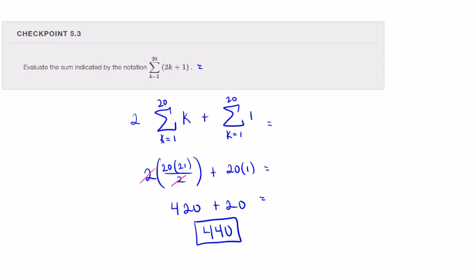All right, if you got 440, well done. Here's the work. If you need to pause it and check back because you got something different, you gotta look it over a little bit. But yeah, well done. So now you are an expert in sigma notation.